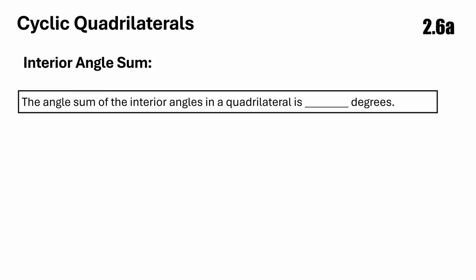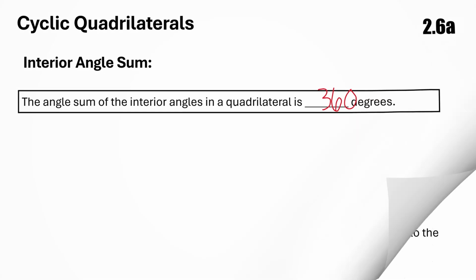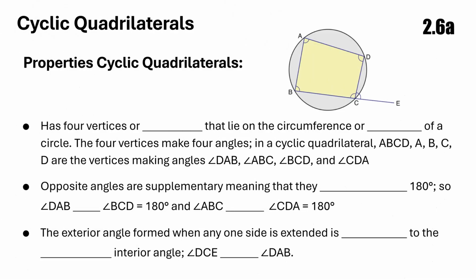The angle sum of the interior angles in a quadrilateral is 360 degrees. Every cyclic quadrilateral has 4 vertices or points that lie on the circumference or perimeter of a circle. The 4 vertices make 4 angles.